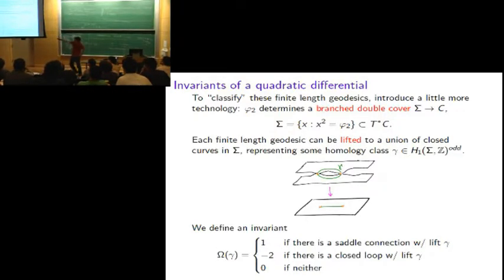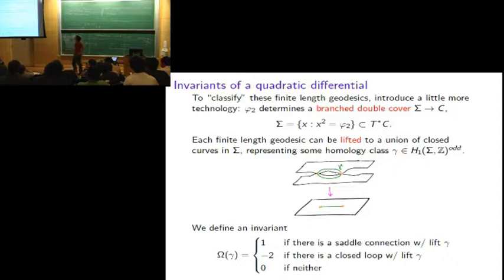That's right. OK, good. So we're going to define our invariant. Our invariant is going to be really simple. I look in each homology class. And if there's one of these saddle connections that lifts up to my class, then I say the corresponding invariant is 1. So that guy counts for 1. If I have a closed loop, I can also lift a closed loop up to just the union of its 2 lifts. That's also a closed thing on the cover. And that thing counts -2. And if I don't have either one of those things, then I count 0. And that's it. That's my invariant. It's an invariant attached to a surface and a quadratic differential.